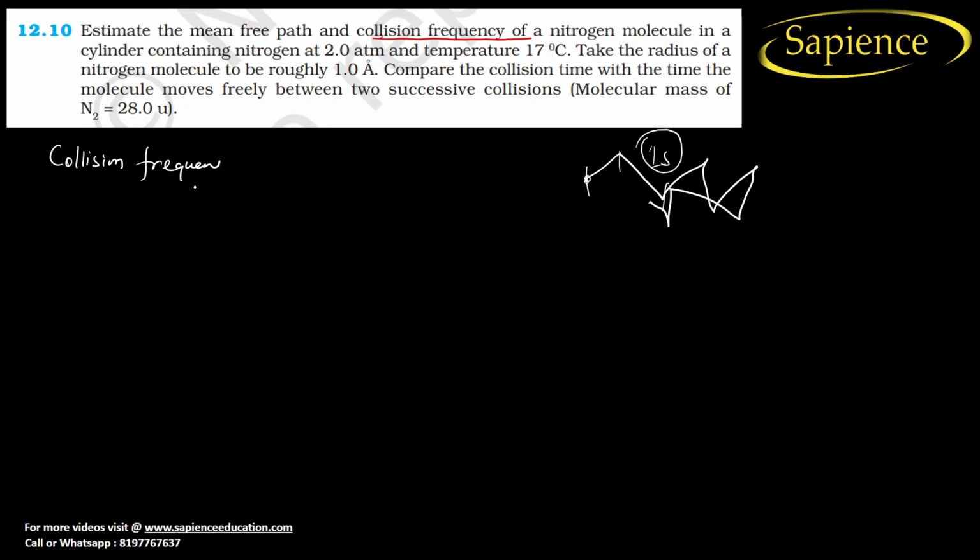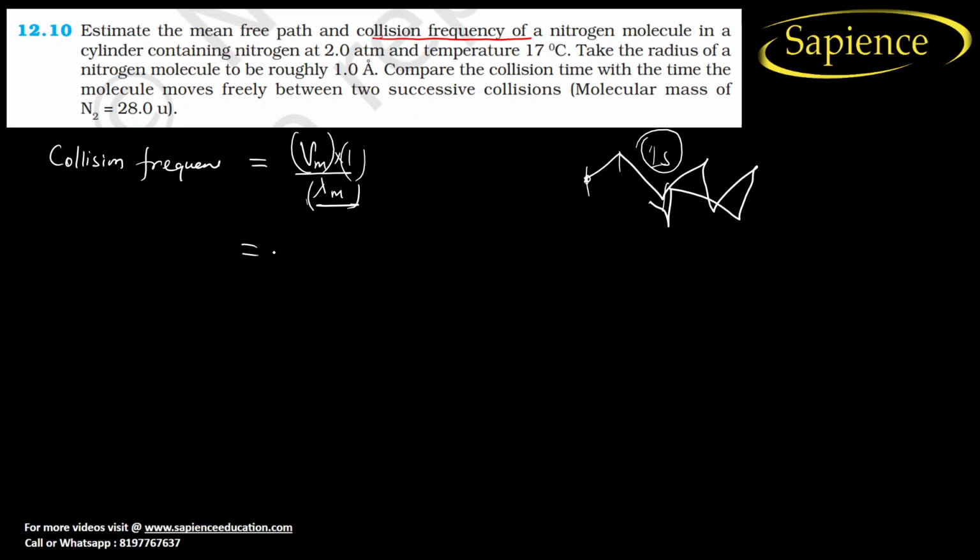So collision frequency can be found out by the velocity Vm by lambda m. Why Vm by lambda m? Because we are taking time as 1 second. So within 1 second, how many times does it collide? The average mean path is lambda m, which is the distance traveled, and this is the velocity. So from here we can find the collision frequency.